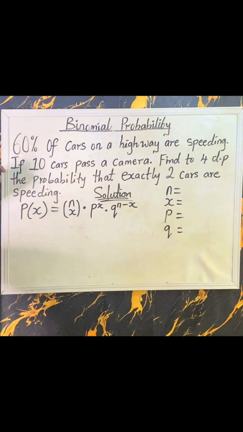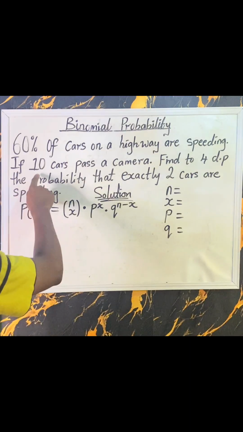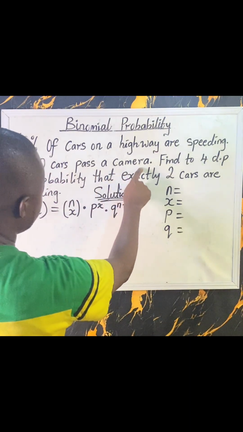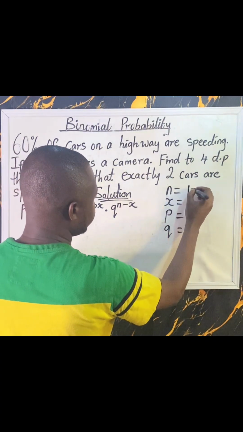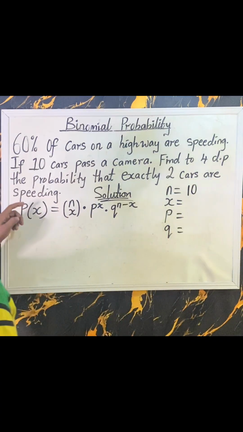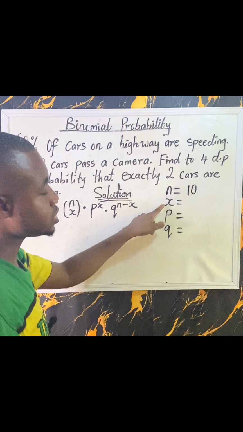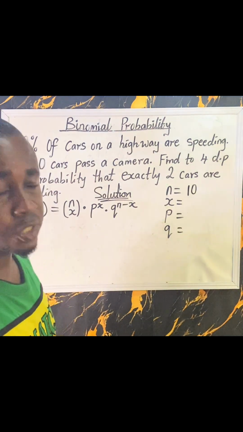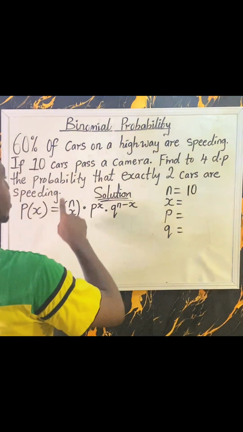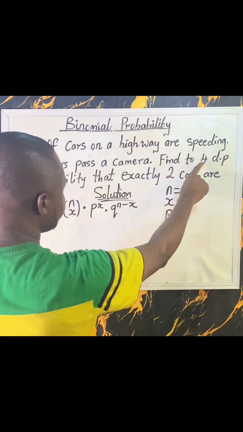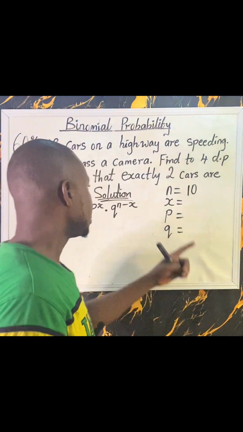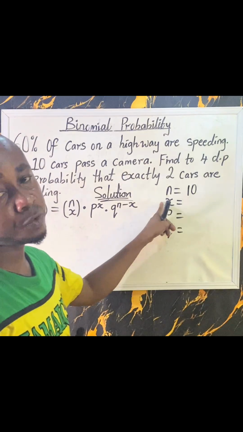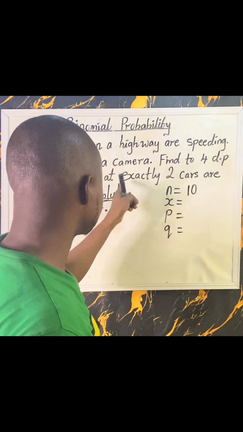n here means the number of trials. So here we are talking about 10 cars passing a camera. So 10 here means the number of trials. Then we have x, which is the number of successes. Remember, the question is to find to four decimal places the probability that exactly two cars are speeding. So the number of successes here becomes 2.